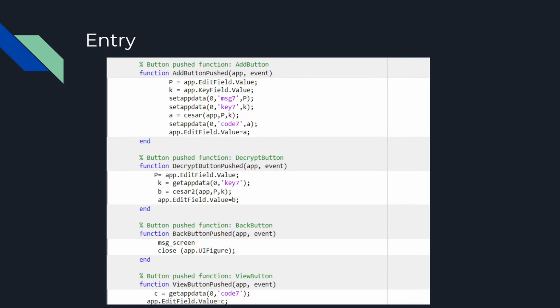Here's our code for entry. In the add button push, we get the value from the edit field and key field, and then we set app data using the variable. And then we put those variables through Caesar, and then we display it back on the edit field.